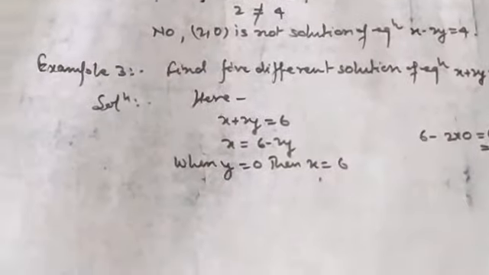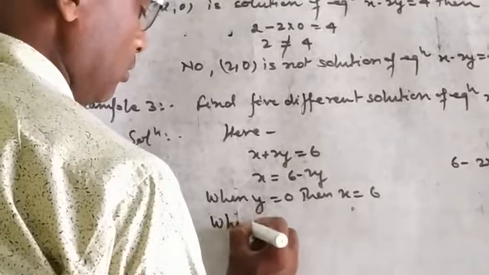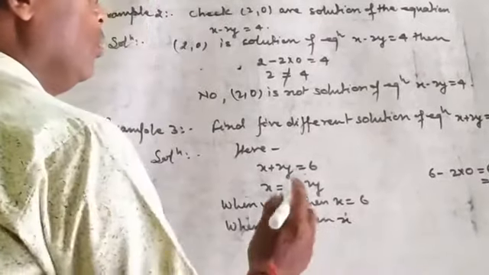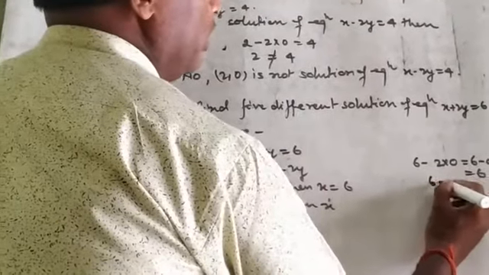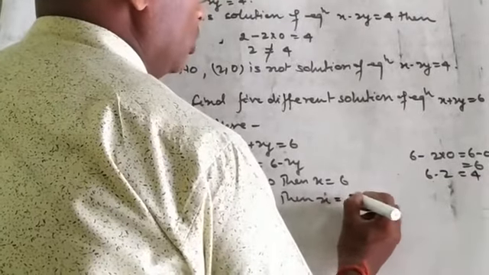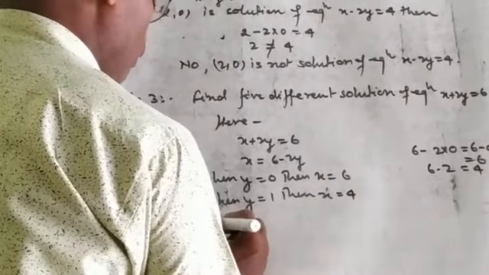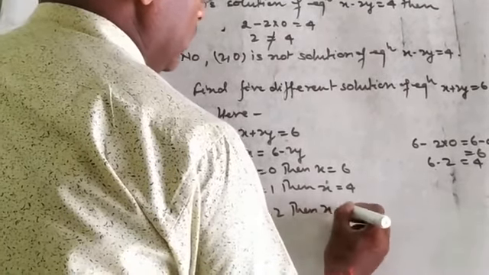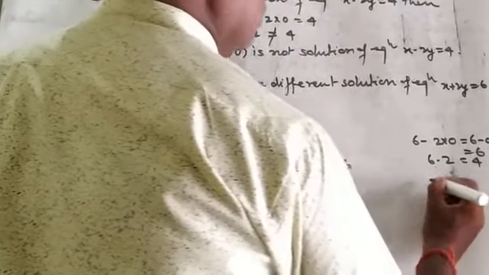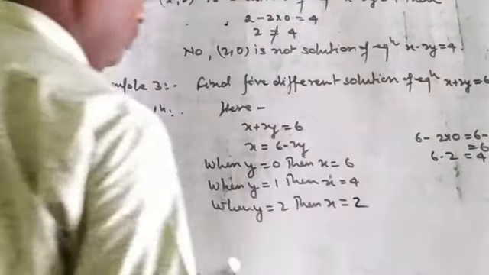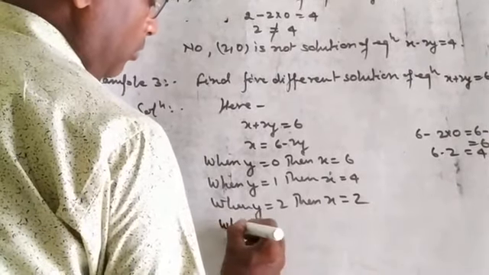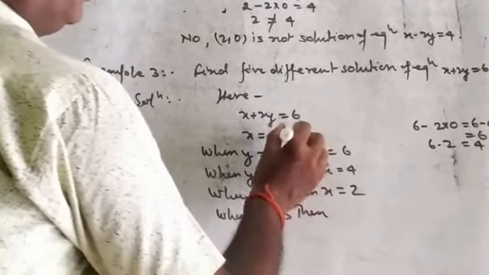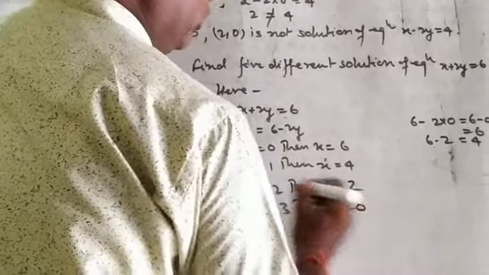In this way, when y is equal to 1, then x is equal to 6 minus 2 into 1, 6 minus 2, that is 4. X is equal to 4. When y is equal to 2, then x is equal to 6 minus 2 into 2, 6 minus 4, 2. When y is equal to 3, then 2 into 3 is 6, x is equal to 0.